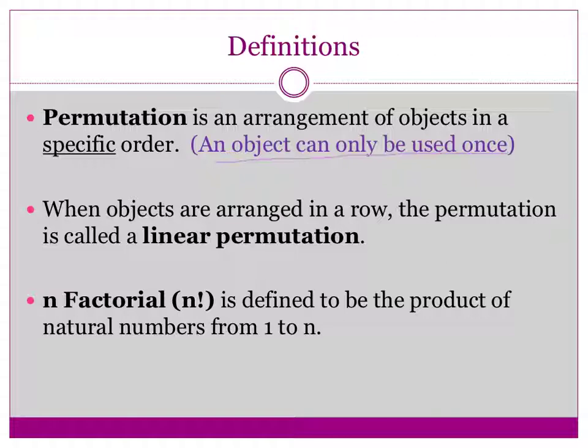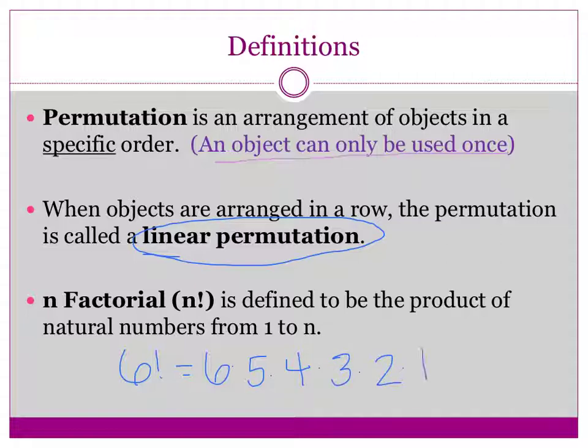Most commonly, we're going to be working with linear permutations, because in linear permutations, we're talking about arrangements in a straight line. At this point in time, if you have been in class, you should be familiar with factorial. The symbol is the exclamation mark. When we have 6 factorial, we have 6 times 5 times 4 times 3 times 2 times 1, as you recall from the warm-up.